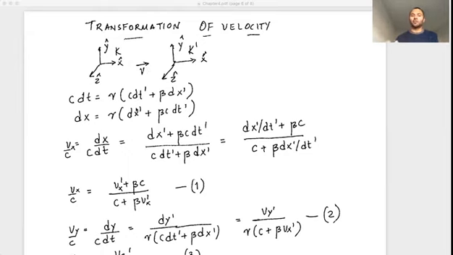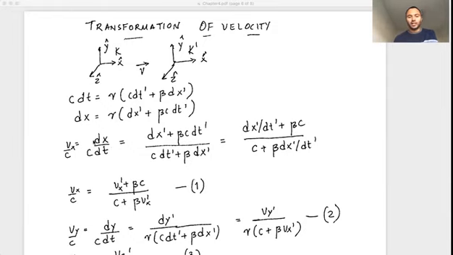And now I want to find the transformation of velocity. So what would be the definition of velocity in any frame? It's just the distance traveled by an object divided by time, right? So let's say there is some object, it goes from one point to the other in some interval of time. And then I'm going to ask myself, what's the velocity along the x-axis, let's say. Now, velocity along the x-axis is just dx by dt, right? This is what you would measure as velocity.